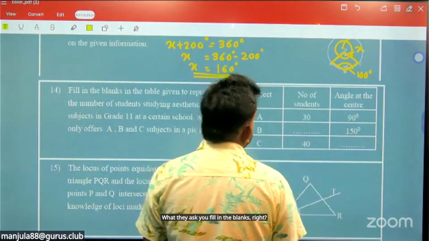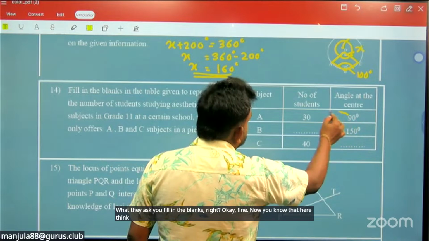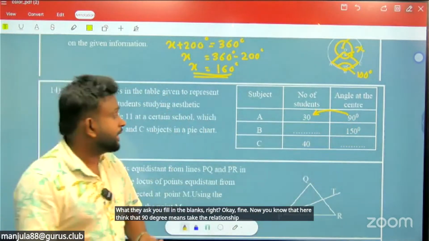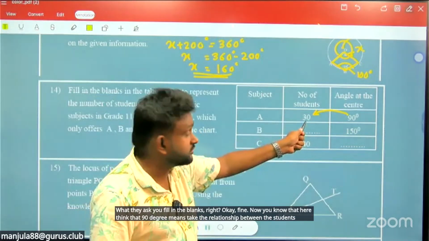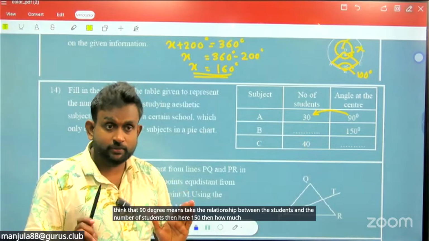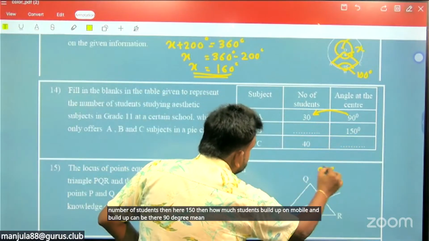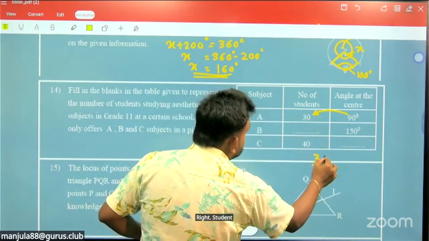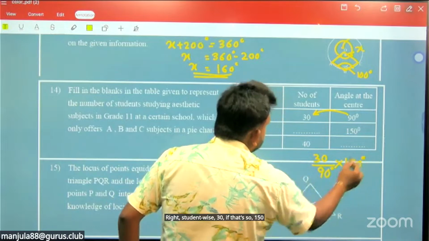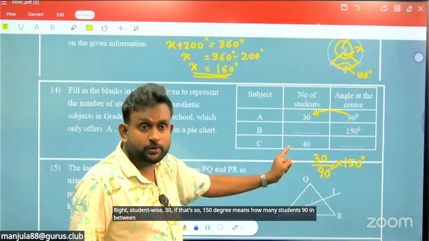Now you know that 90 degrees means taking the relationship between the degrees and the number of students. Here 150 degrees, then how many students? 90 degrees means 30 students. If that is so, 150 degrees means how many students? 90 means 30, 150 means how much?